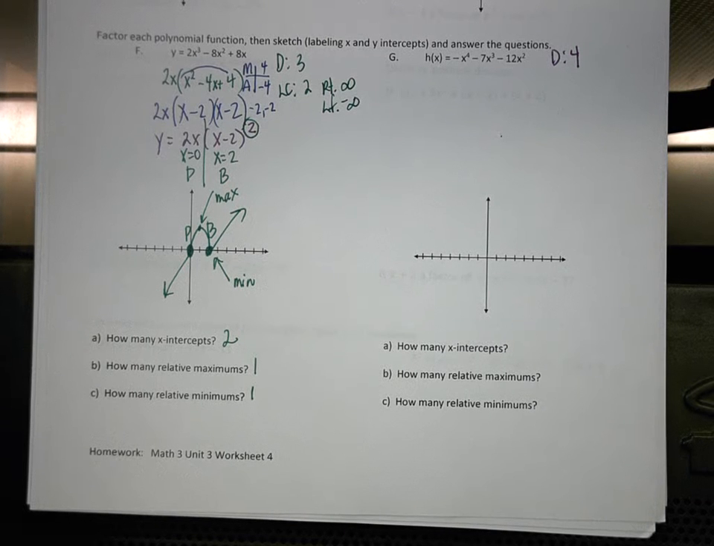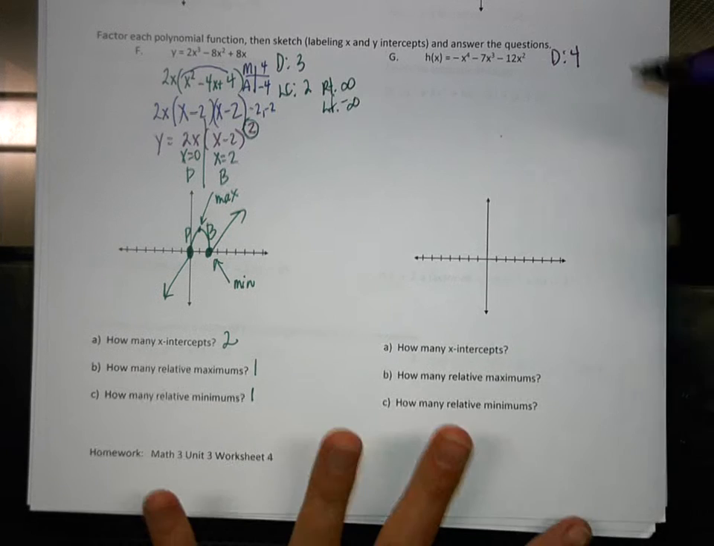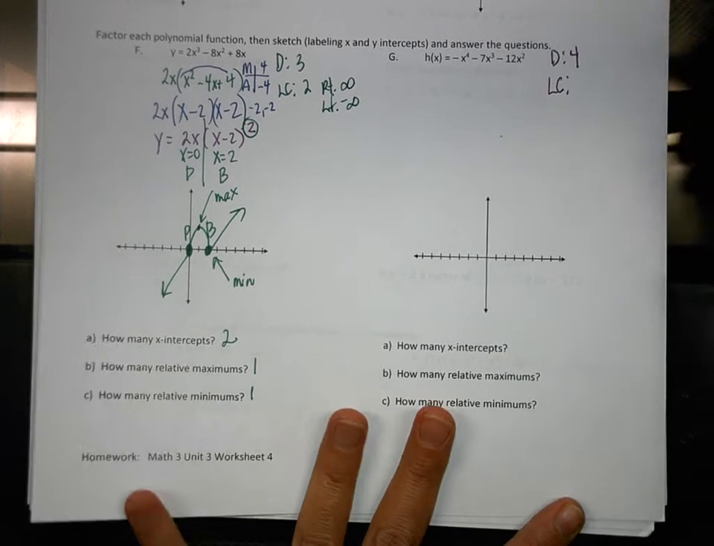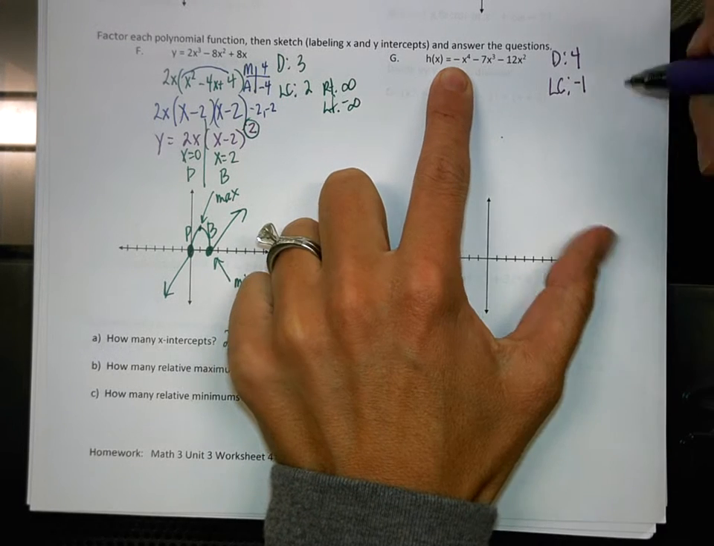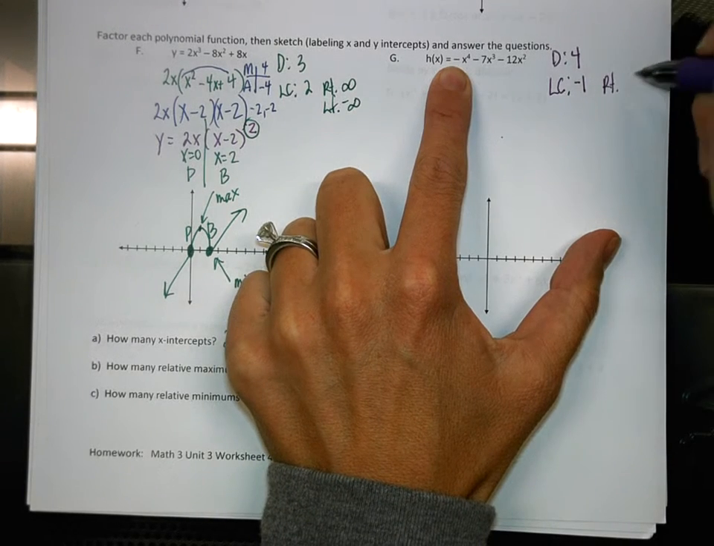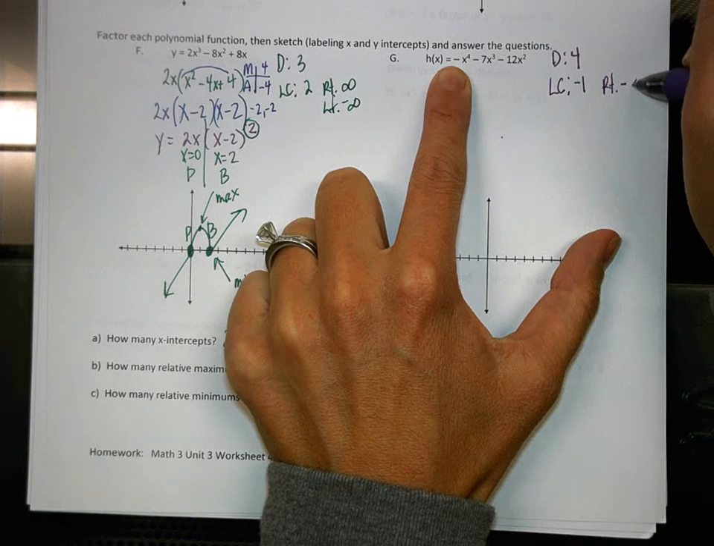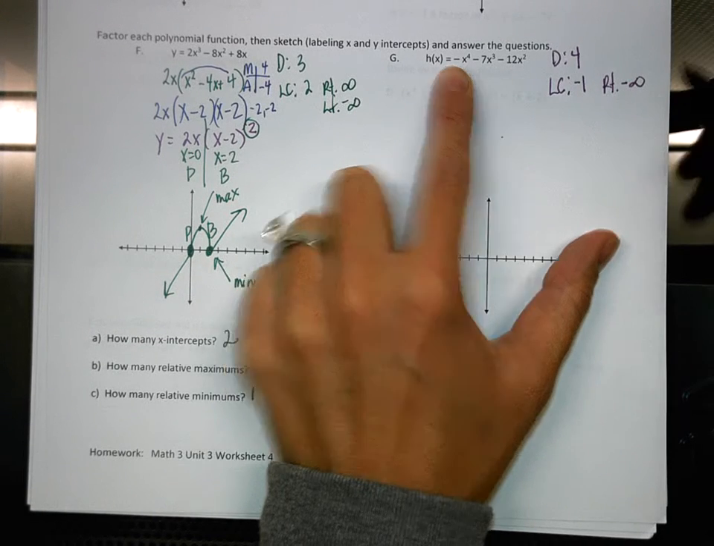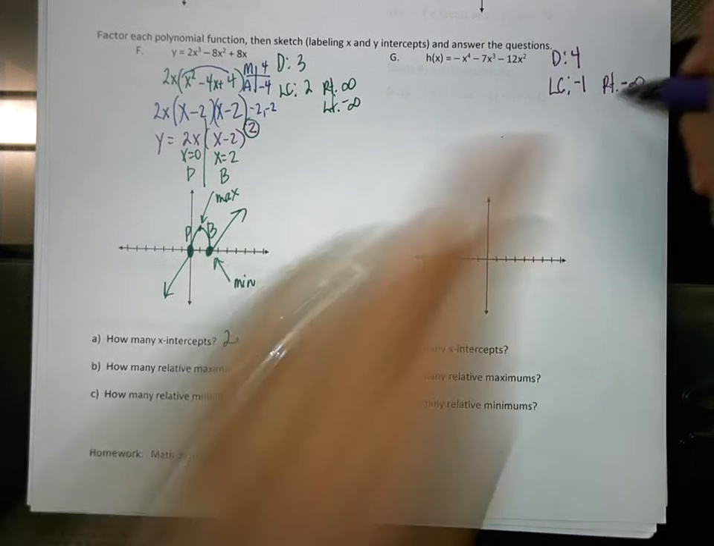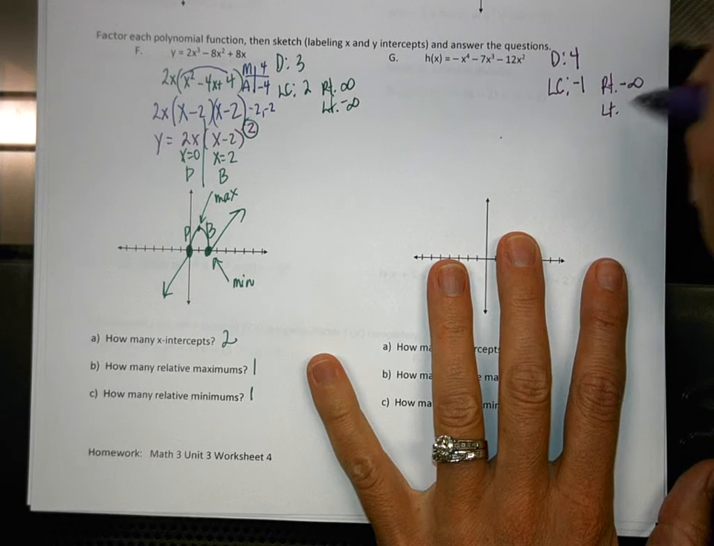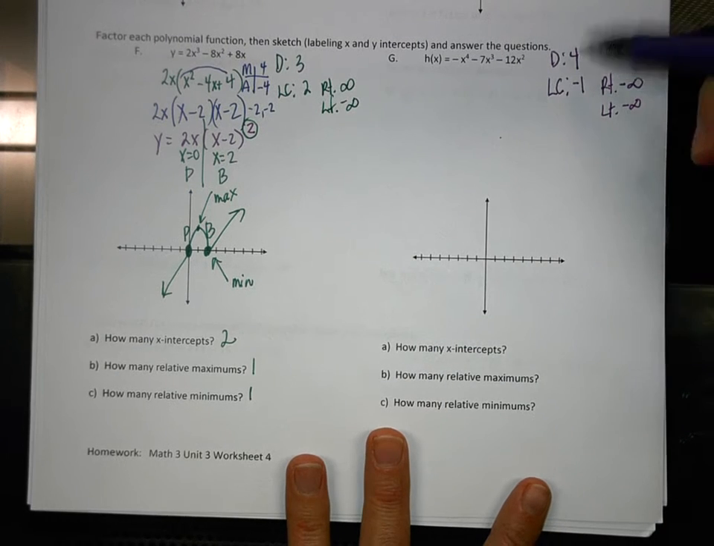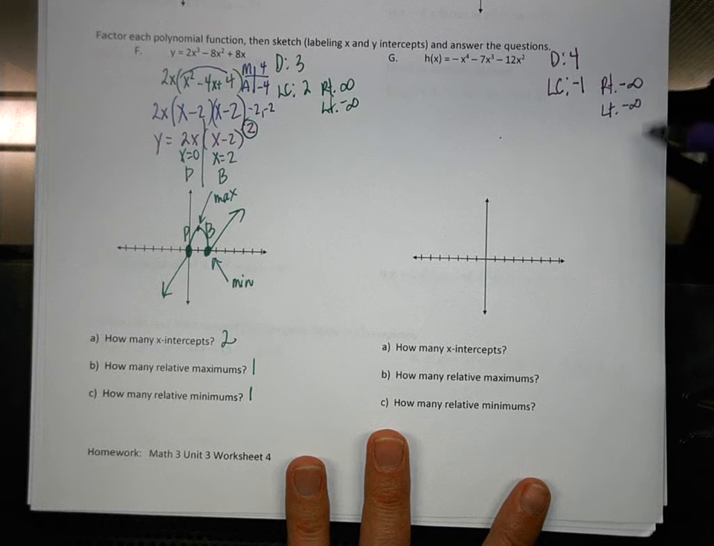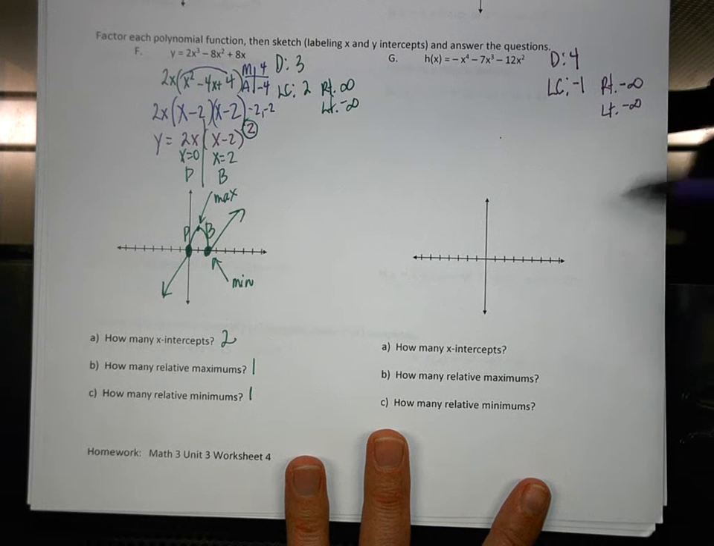Math 3, Unit 3, Section 4, last example G. First of all, we know this is a degree 4, and my leading coefficient is -1. Based on that information, we know that our right end behavior will go to -infinity because my leading coefficient is negative. And my left end behavior is also -infinity. Why is that? Even degree. Even degrees have to go in the same direction. Odd degrees go in opposite directions.